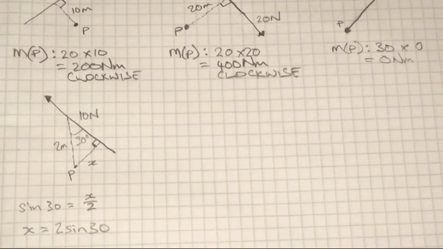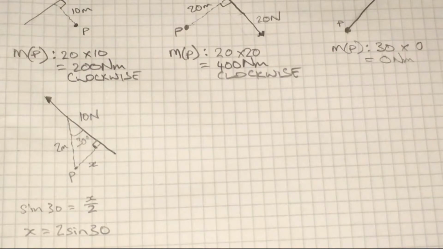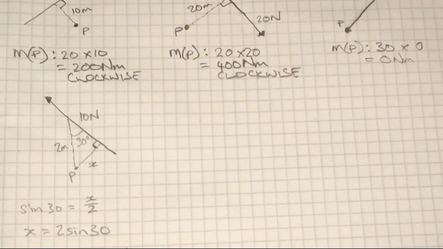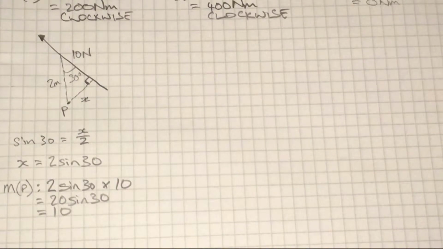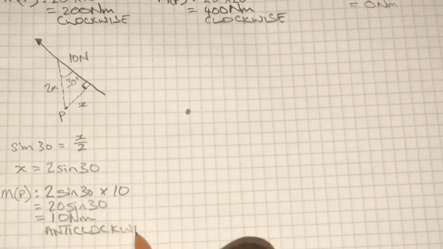Now that I have an expression for that perpendicular distance, I can add the moment as usual. So it's the perpendicular distance by the force, so multiplied by 10. Gives 20 sine 30, which cancels down to 10. So the moment here is 10 Newton meters.